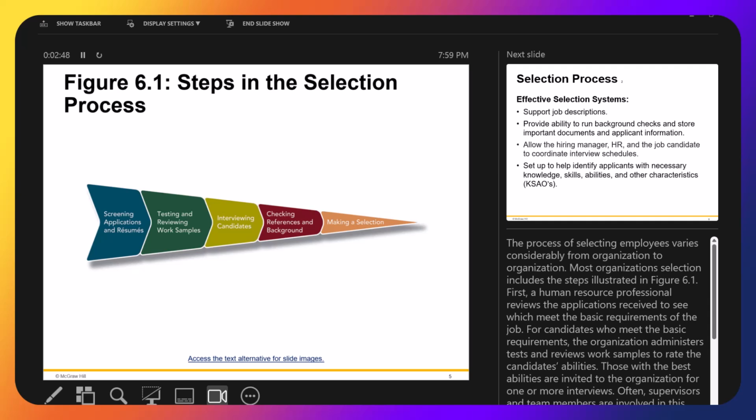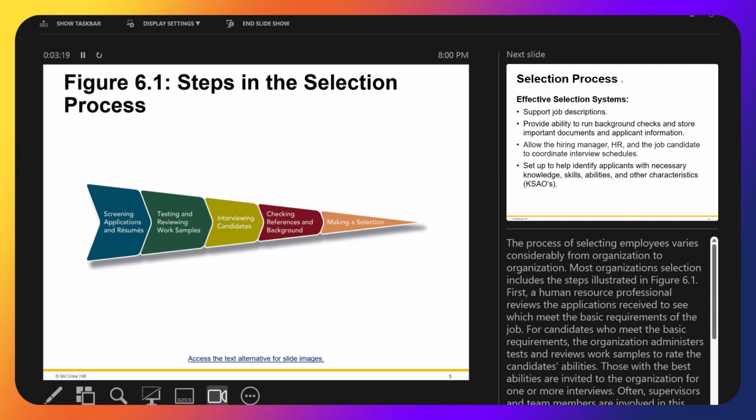The first thing you do is screen applicants and resumes. When I think in terms of this, I think of what I did with the federal government when I was in the recruitment and hiring process. This is exactly what we did, screening applicants and resumes. They would come to me for North and South Carolina, and I would go through them. Then testing and reviewing work samples was done once they actually got to the interview process for us.